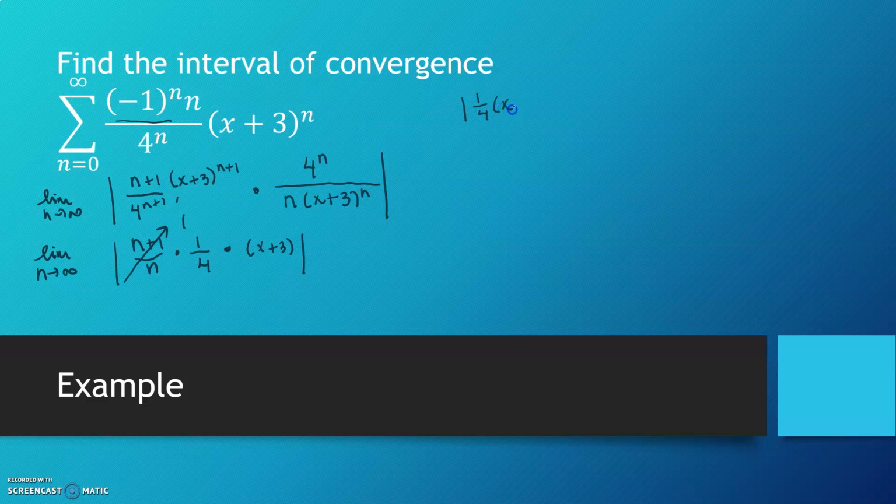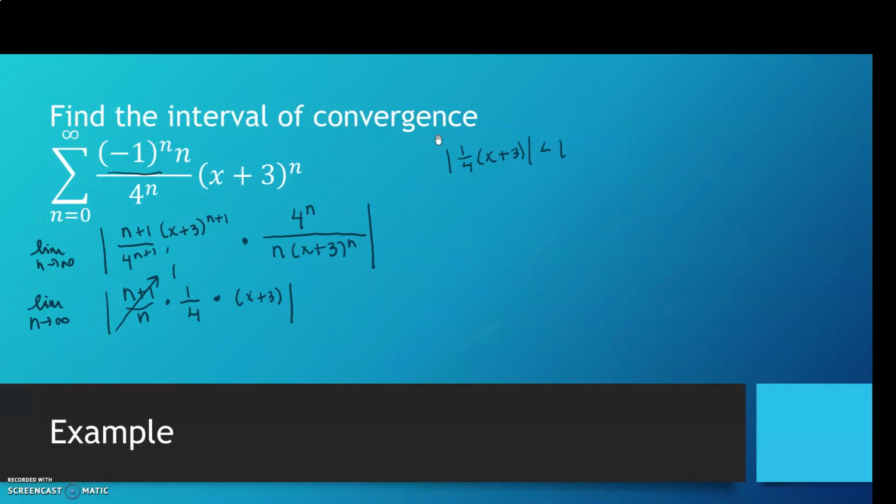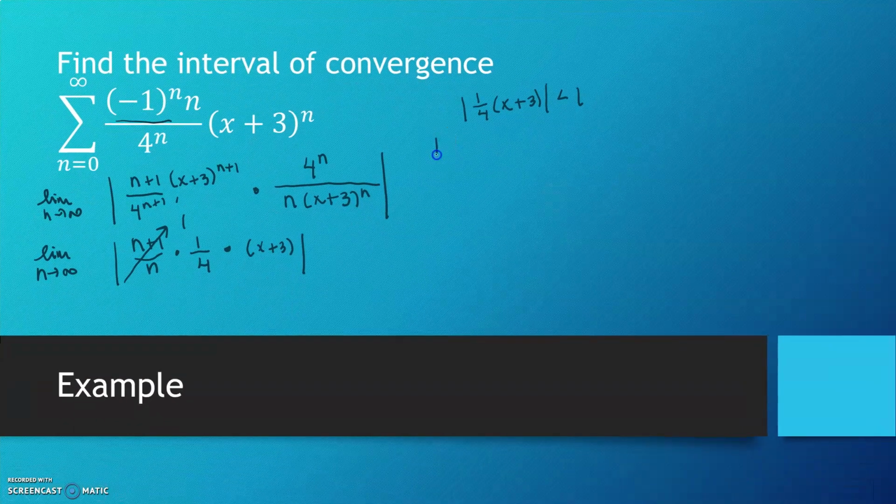So my radius is going to be, if I do, absolute value of x plus 3 is less than 1. Now I'm going to set up the interval, but it'll be rough because I don't know whether I include the endpoints yet. I'm going to multiply by 4. I'm going to subtract 3. So then I have to check the two endpoints.